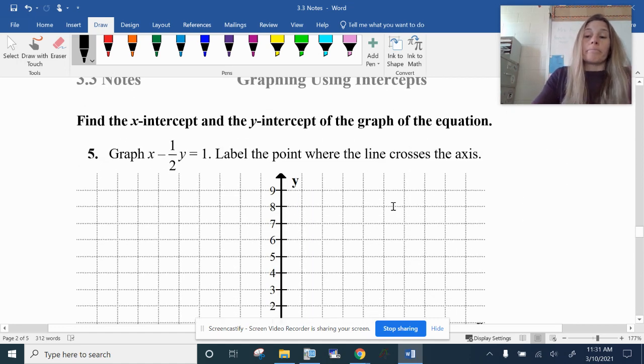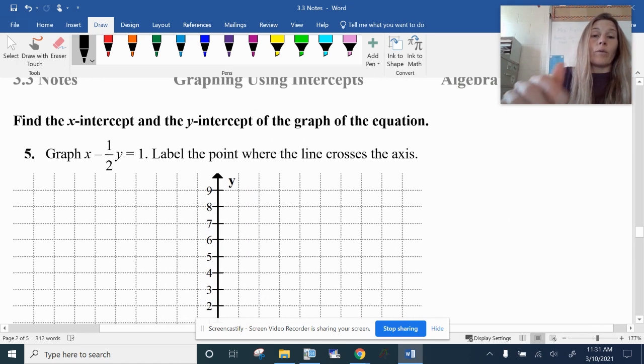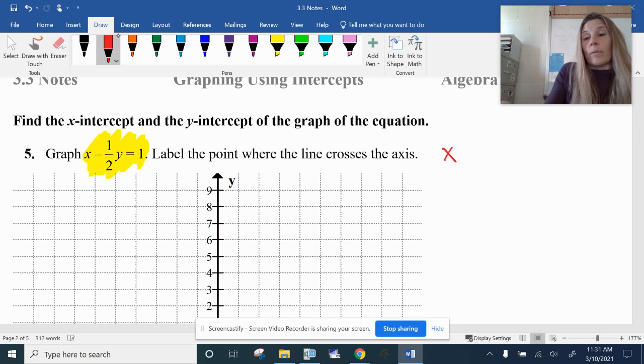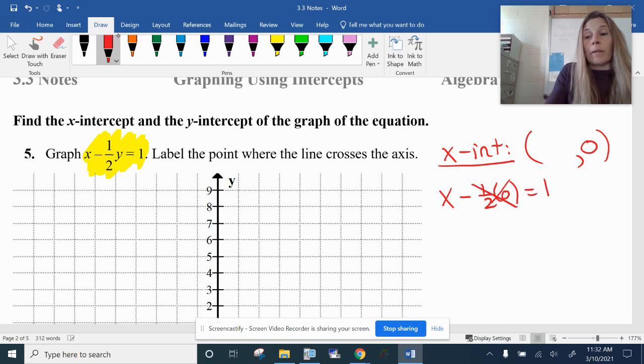So let's do this again. We're going to graph this equation by finding the 2 intercepts. So my x-intercept, which I know is going to have a y value of 0. So I'm going to do x minus 1/2 times 0 equals 1. So x equals 1. So that point is going to be 1, 0.